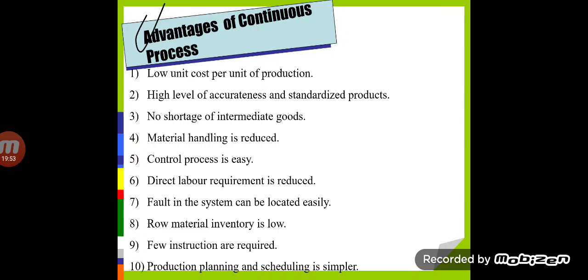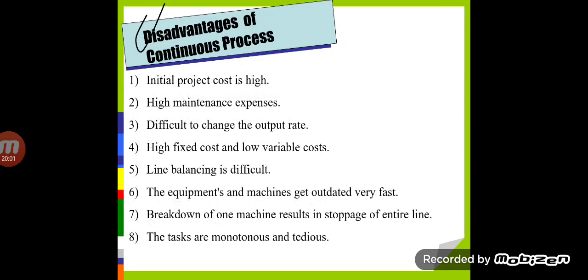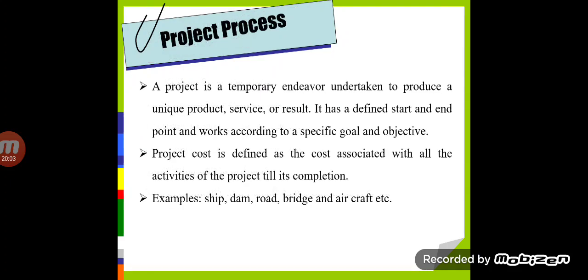Production planning and scheduling is simpler. Planning and scheduling is very simple in a continuous process. Clear? Now the disadvantages also.